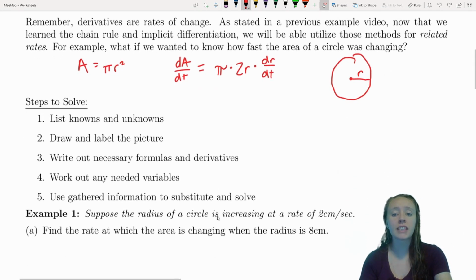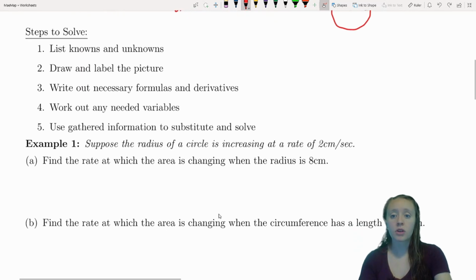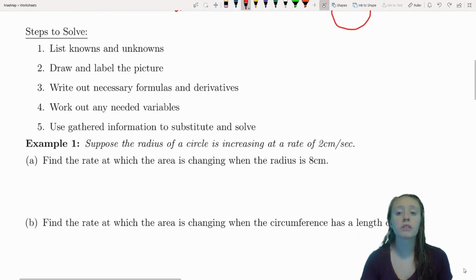So let's move down and attempt example 1. Example 1 says that suppose the radius of a circle is increasing at a rate of 2. So that's our given information, and in part A, we're going to find the rate at which the area is changing when the radius is 8 centimeters.